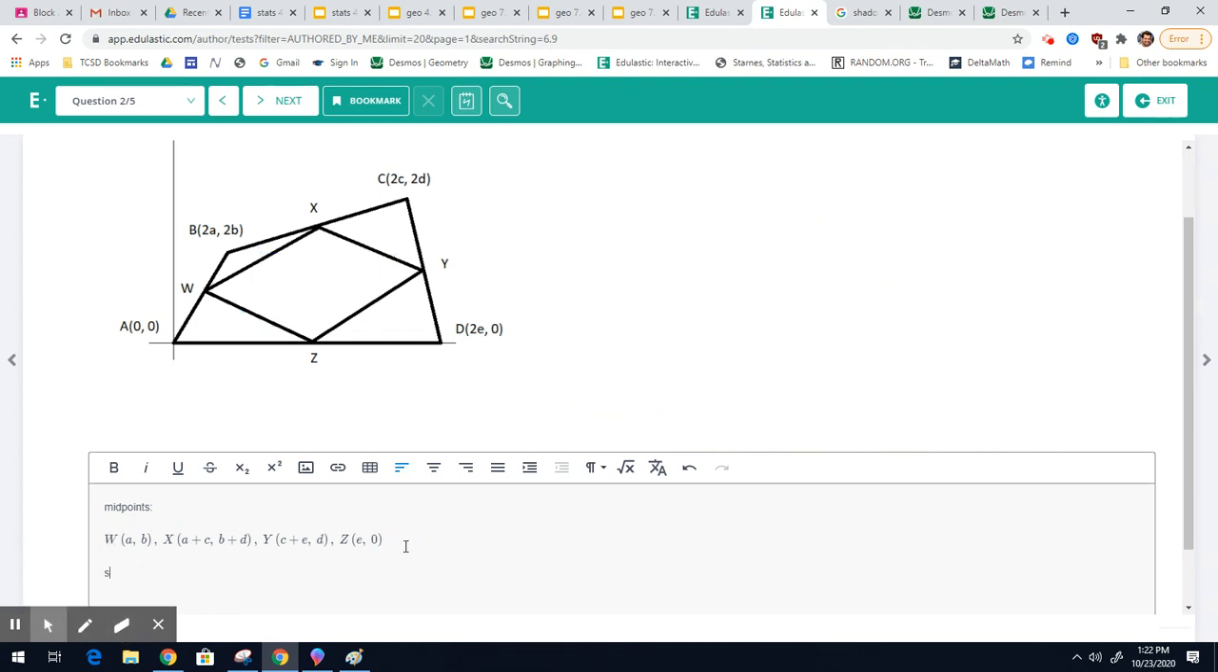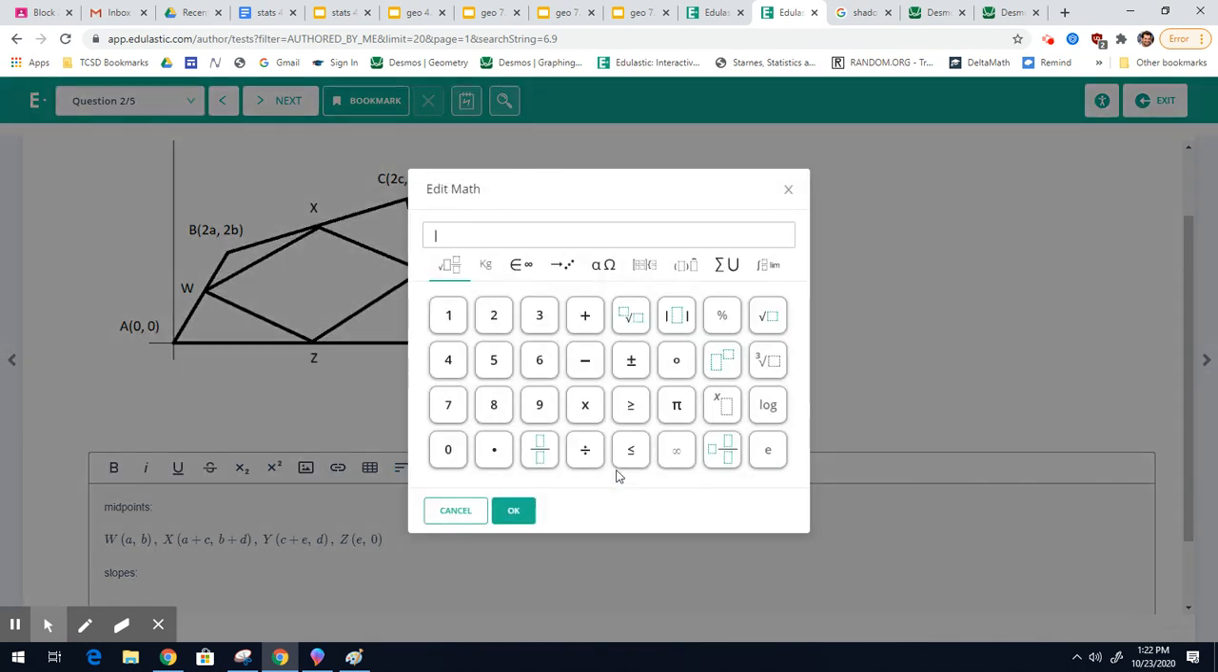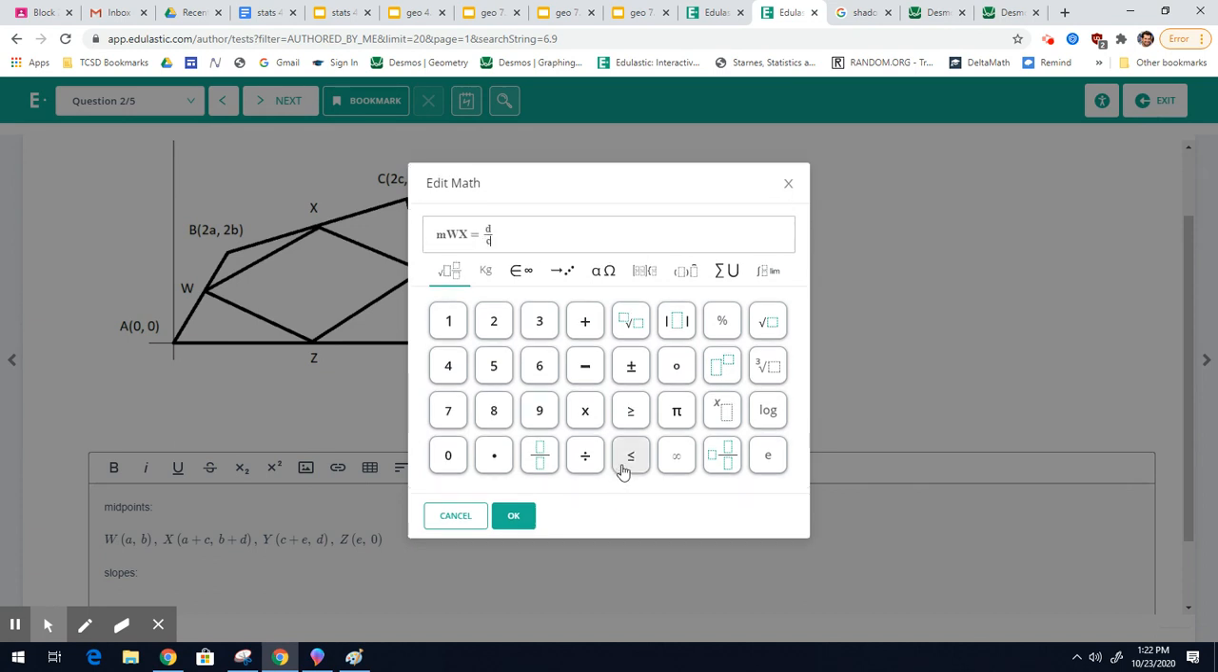So down below here, now I'm finding the slopes. So I just found the slope of WX, and it was D divided by C. And I found the slope of XY, and it was negative b divided by e minus a.